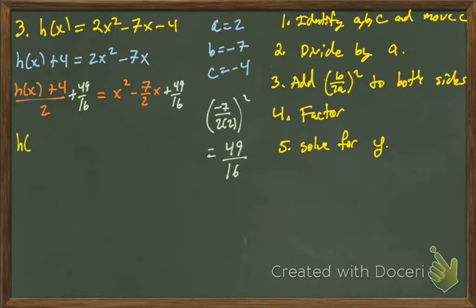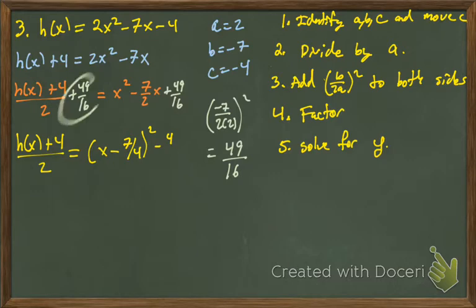Okay, all right, so we have h of x plus 4 over 2 equals (x minus 7 over 4) quantity squared. That's what happens after we factor it. Now, whenever you find the b over 2a, that's always what it's going to factor into. So that's the minus 7 over 4. So that's kind of our shortcut for completing the square. We'll go ahead and also subtract the 49 over 16 from both sides of the equation there.